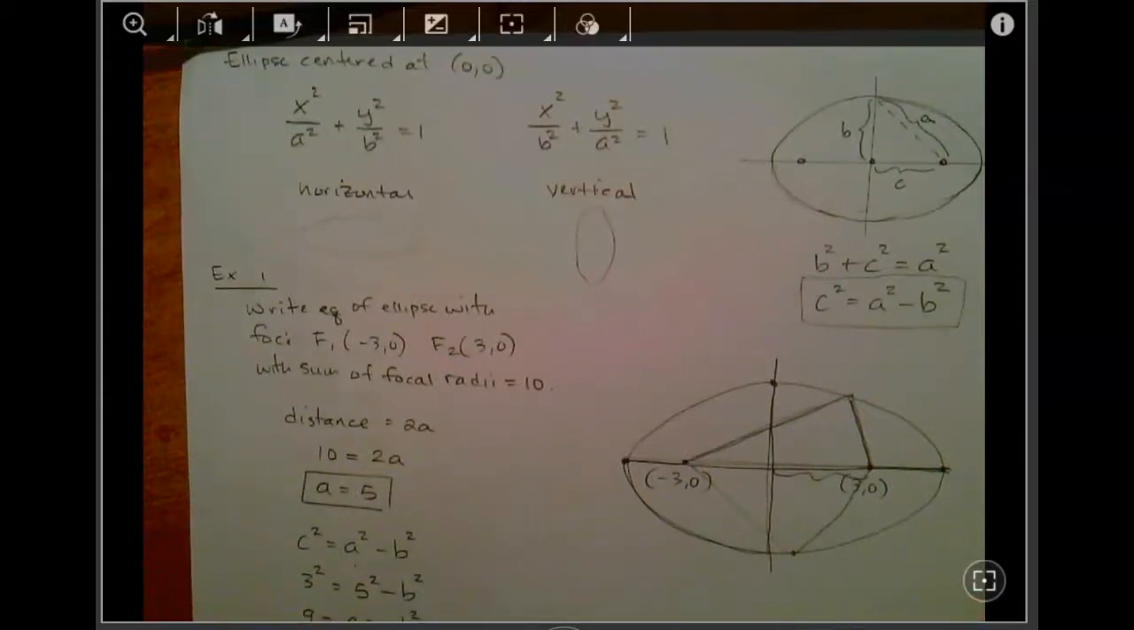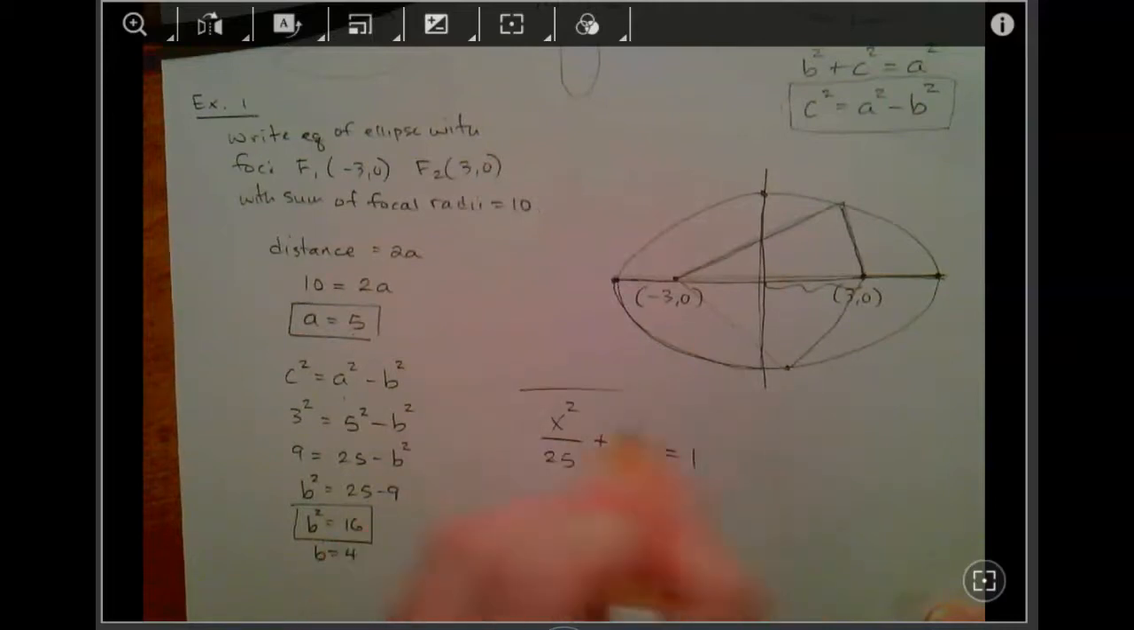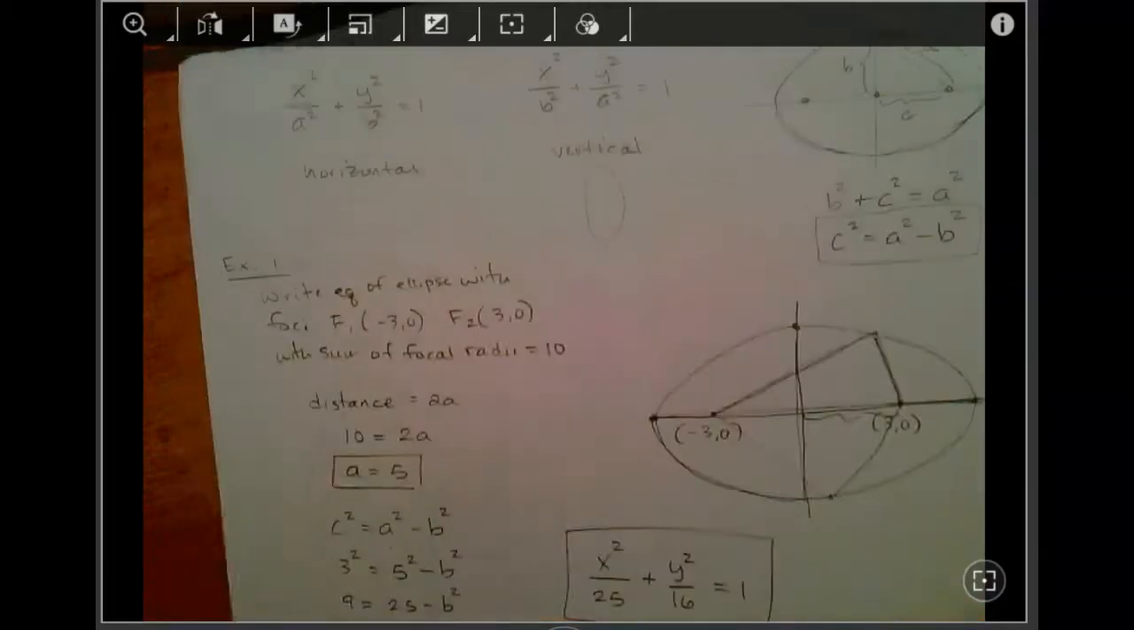So that means that the equation for this ellipse is going to be x squared over a squared, which is 25, plus y squared over b squared, which is 16, equals 1. So that would be the equation of the ellipse that satisfies those conditions.